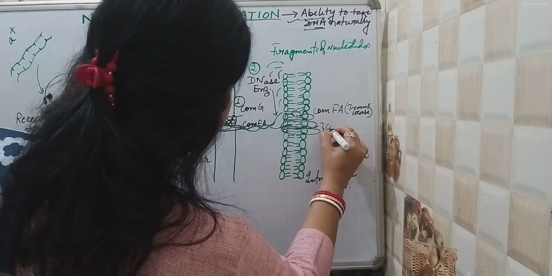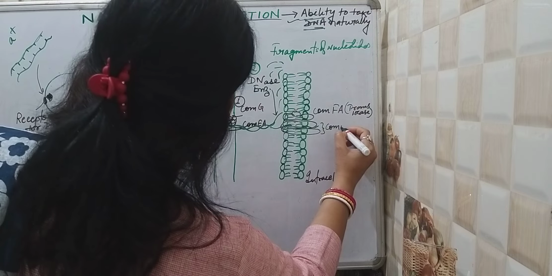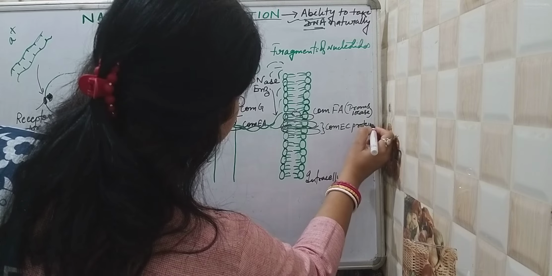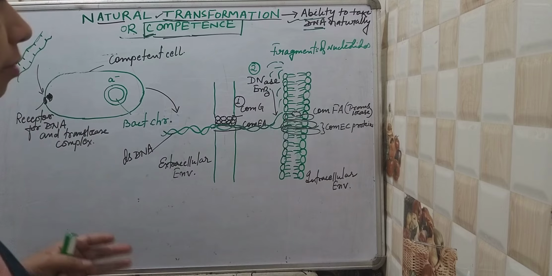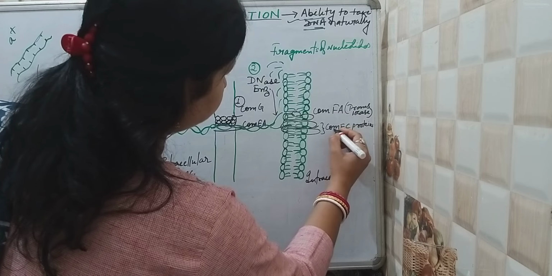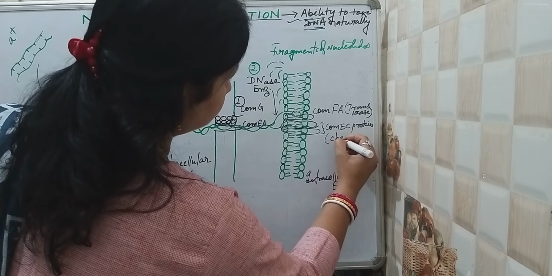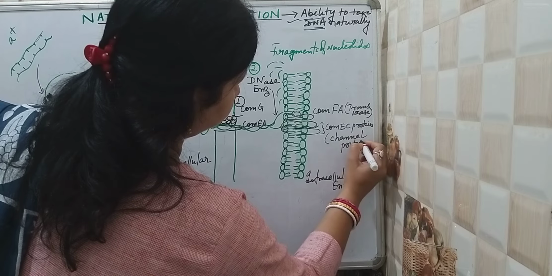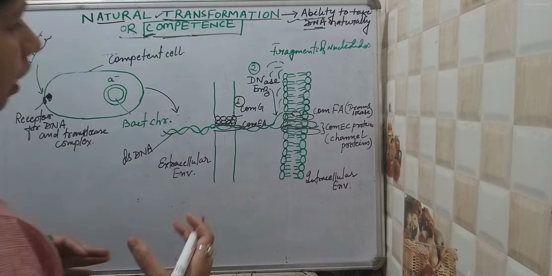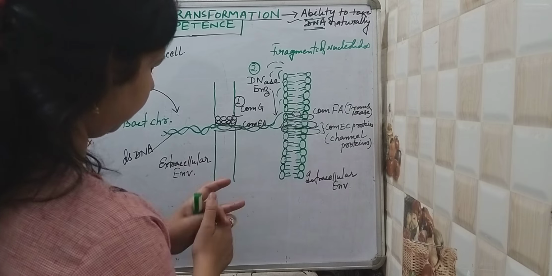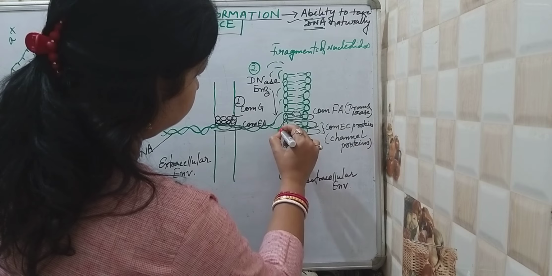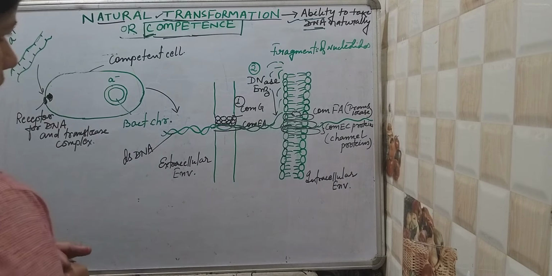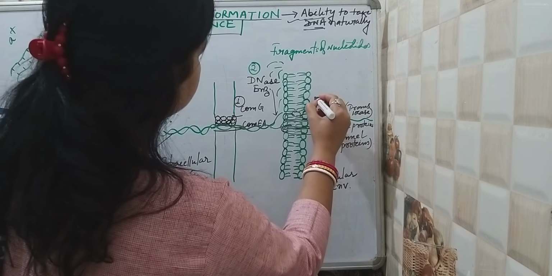Okay, and here, this is the ComEC protein. What is the function of ComEC protein? I have just told, the function of ComEC protein is to act as a channel protein, which is responsible to pull up this single-stranded DNA. This you can see, this is the single-stranded DNA. Okay. Now, this is the point number three.